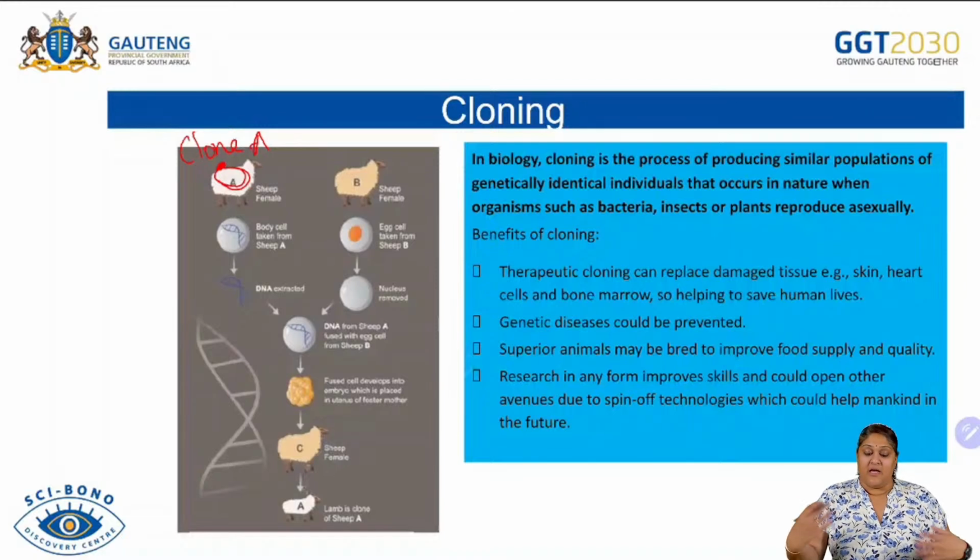Okay. In biology, cloning is the process of producing similar populations of genetically identical individuals that occurs in nature when organisms such as bacteria, insects, or plants reproduce asexually.